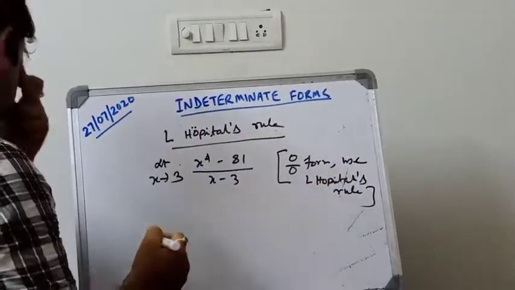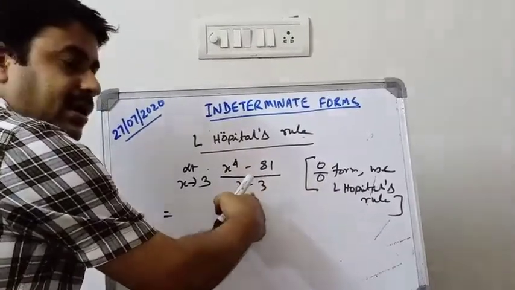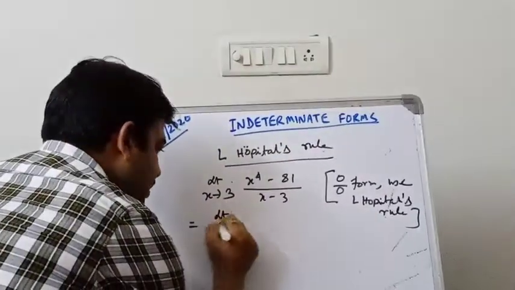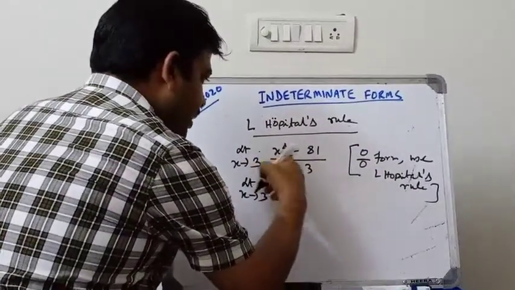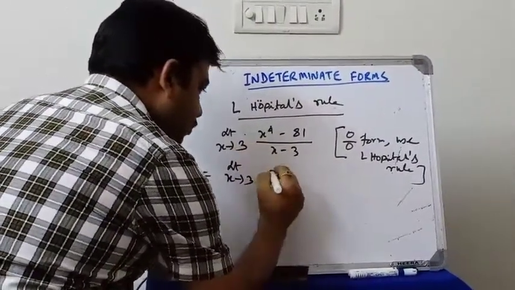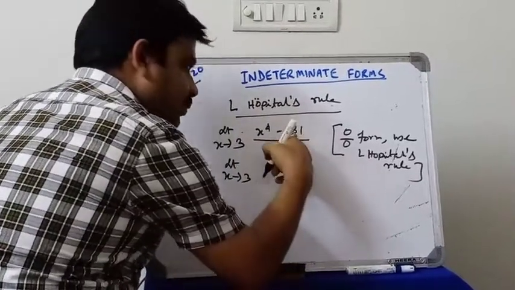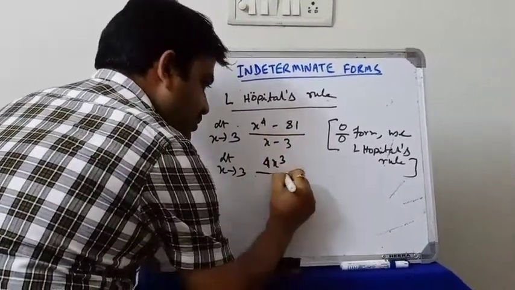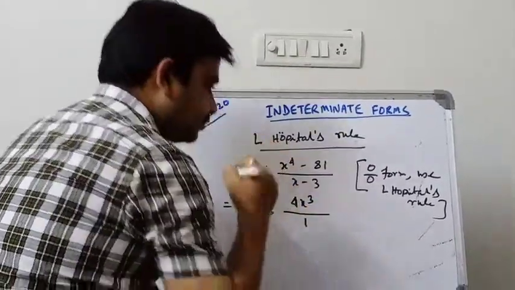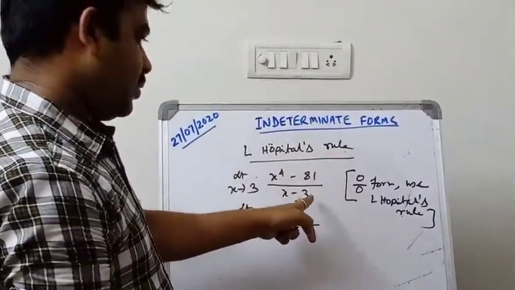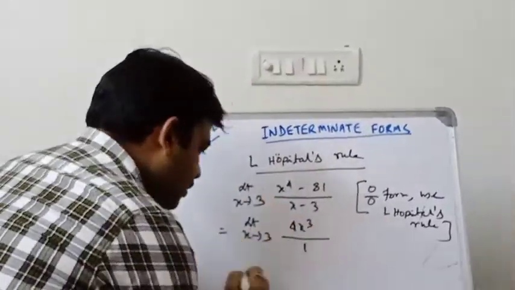So according to L'Hospital's rule, what will we do? We will take the derivatives of the numerator as well as the denominator. That means limit x tends to 3, the derivative of x to the power 4 is 4x cube. The derivative of 81 is 0 because it is a constant term. The derivative of x is 1, and the derivative of 3 is 0. So finally it is 4x to the power 3.